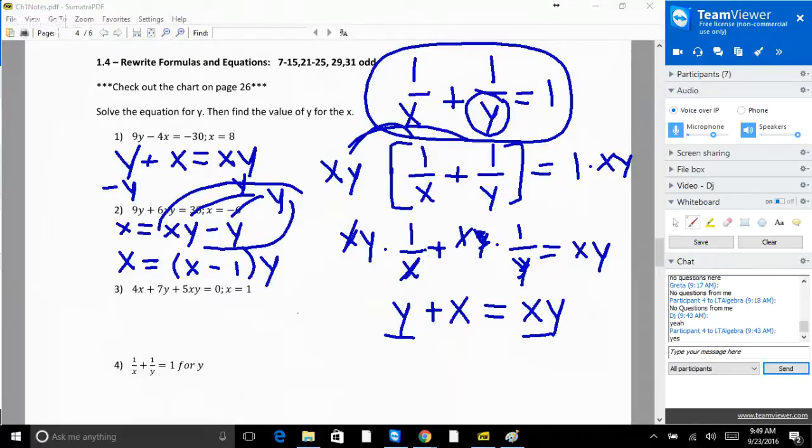Okay, so I am pulling y out of both of these. So if I pull an x out of xy, I'm left over with x. Okay, and if I pull a y out of y, you're still left with 1, because if you redistribute this, you get xy minus y. So we get back to where we're at.